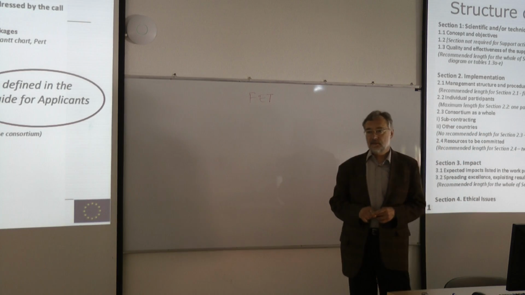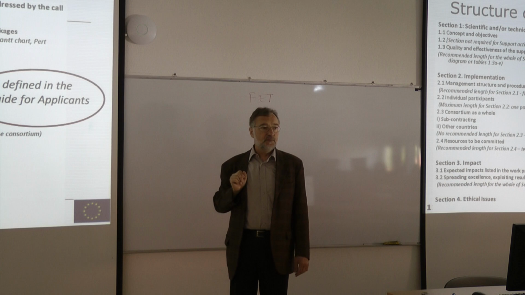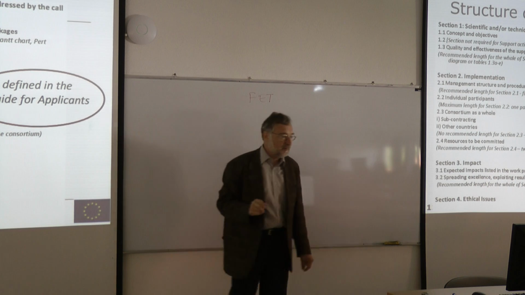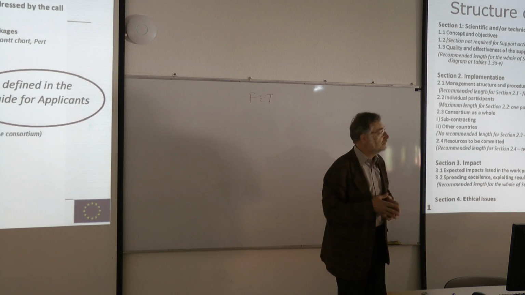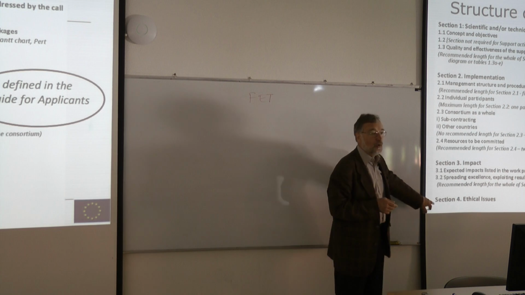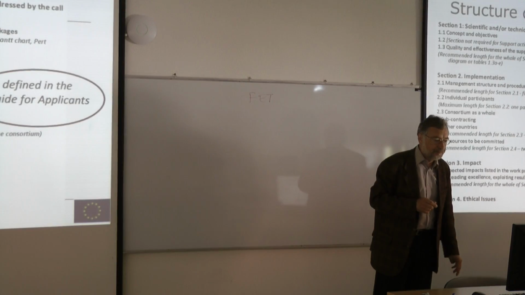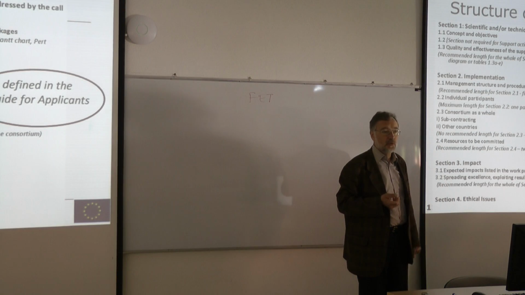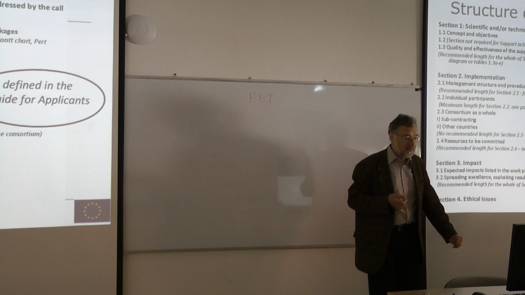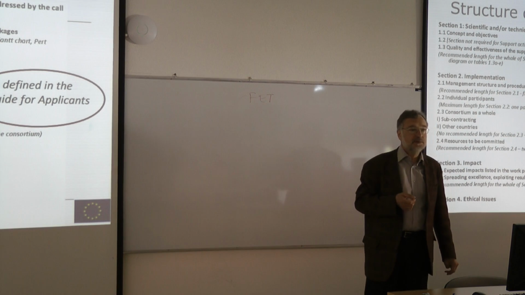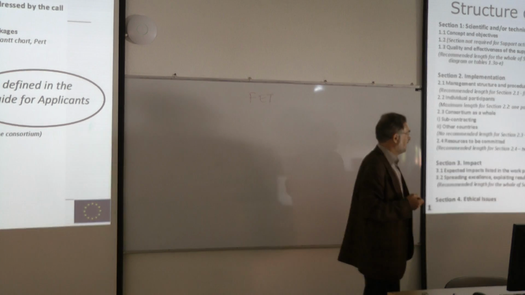Okay, is this clear as a process? Now we are reading the European Commission documents, and what you see here is defined by the European Commission in the so-called guide for applicants. They say you write a proposal, and there should be a technical proposal, structured into 4 sections. The first one is called scientific and technical quality, more or less the objectives and the work plan. Then we have section 2, called implementation, where you should describe how to manage the project and who the individual participants are.